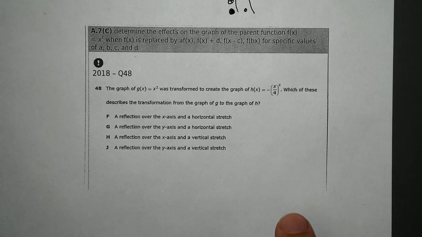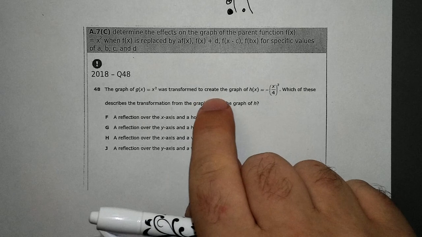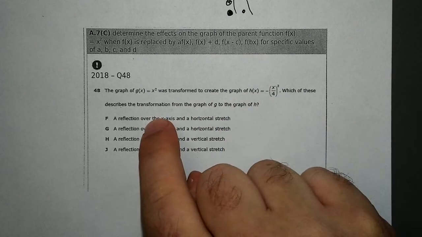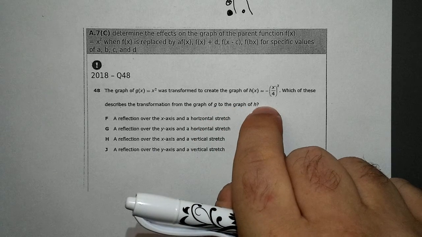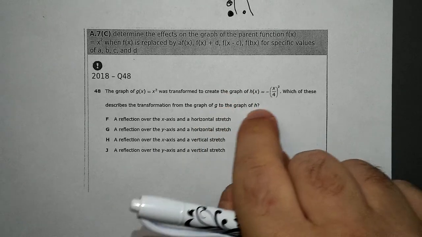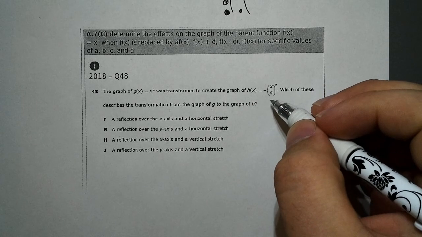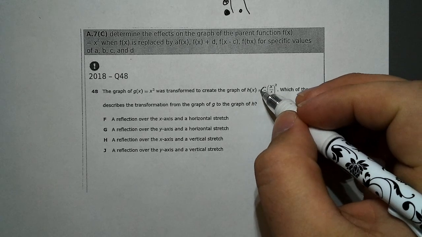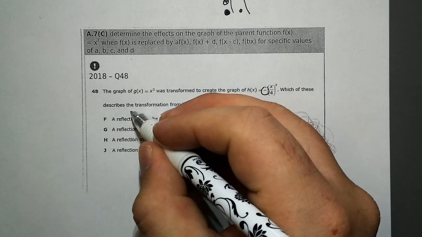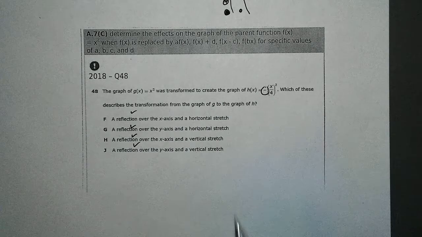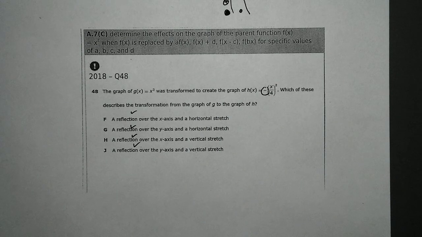Okay, on the next one, it says the graph g of x was transformed to create h of x equals negative x over 4 squared. Which of these describes the transformation of the graph of g to h? Now, some of you might already see what would happen because you do see a fraction and you see a negative. The negative means we have a reflection. Well, every single one says it's a reflection, right? But some say over x and some say over y. If you just go into your y equals and graph this, we'll actually see what happens.